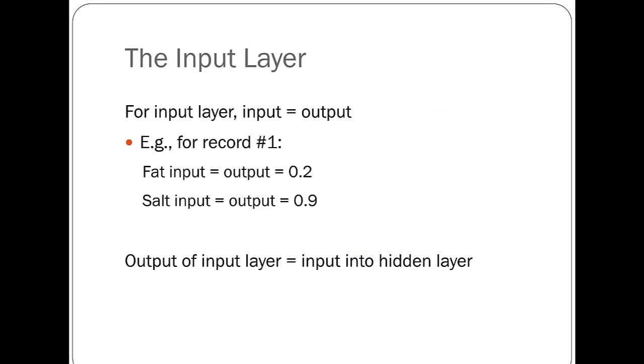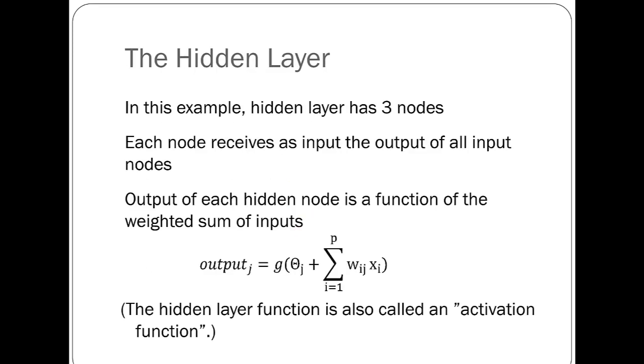For record number 1, we have a fat input of 0.2 and a salt input of 0.9, and we are going to propagate these values through the network and finally end up with output J. This is the value that goes with node J, and it's just some function of the bias plus this linear function of the weights times the values coming from the previous layer.